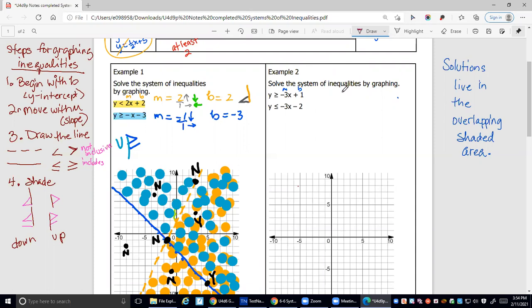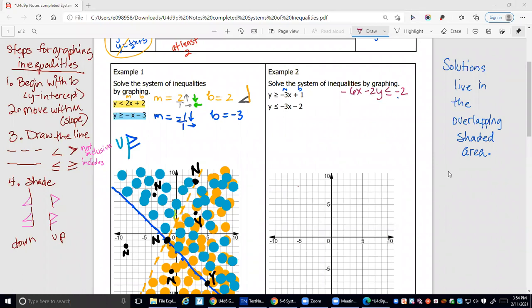Negative 6x minus 2y is less than negative 2, okay? So we're going to use this inequality, and then we're going to be using this one. I can't do this as is. I definitely have to get it into slope-intercept form.